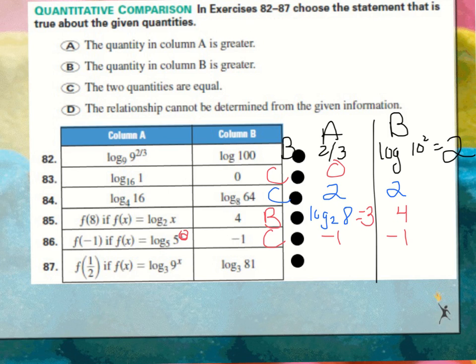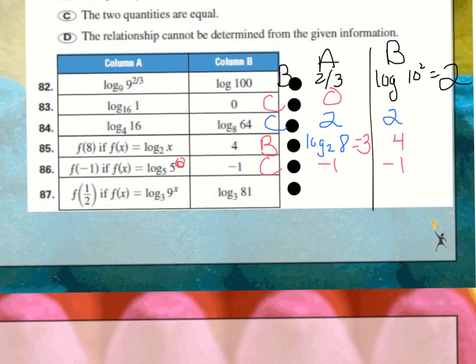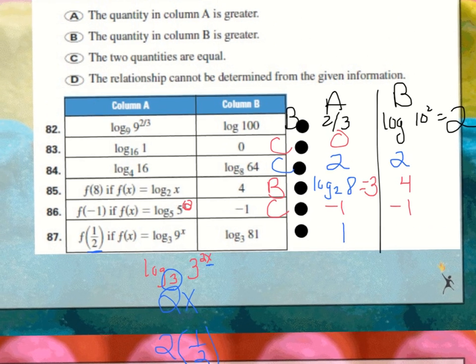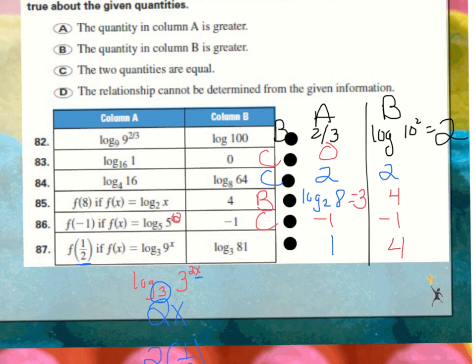And then last but not least, 87. So this is log base 3 of 3 to the 2x so that the bases are the same. And we're going to plug in 1/2 to the x here. And since the base of the log and the base of the argument are the same, it simplifies to 2x, but we have to plug in the 1/2. So 2 times 1/2, that's just 1. And then for column B, 3 to what power is 81? That value is 4. So column B is greater.